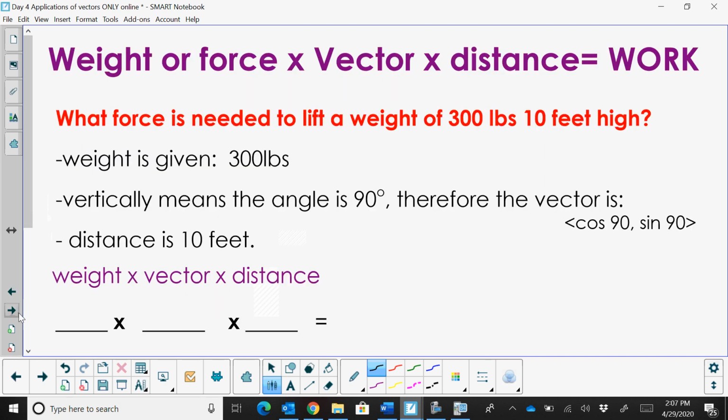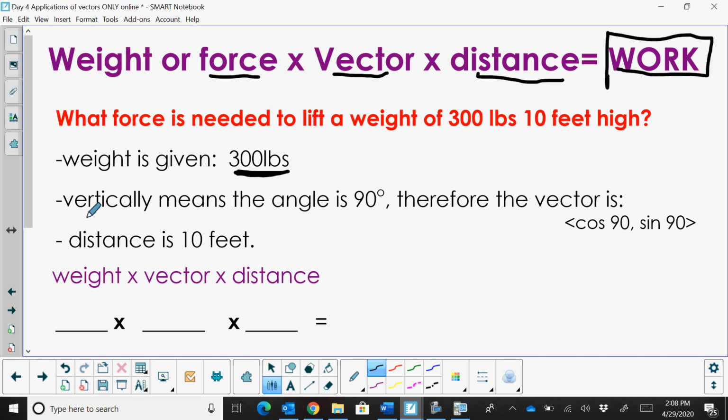So the first one we're going to look at is what force is needed to lift a weight of 300 pounds 10 feet high. Again, we're going to go through the force times the vector, which is our direction, times the distance that it needs to be moved to find the work to move the object. The first thing we start with in the problem is just the weight. The weight is the force in this case because you've got a 300-pound weight that you're trying to lift.